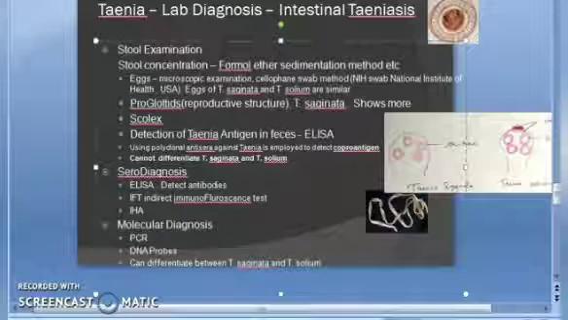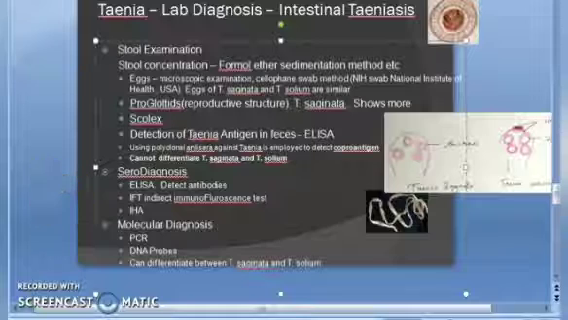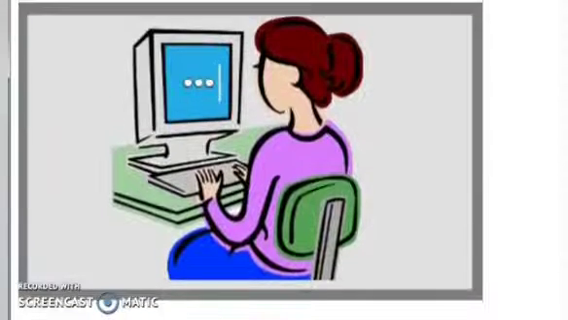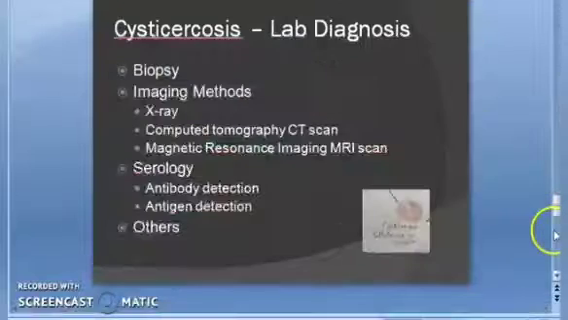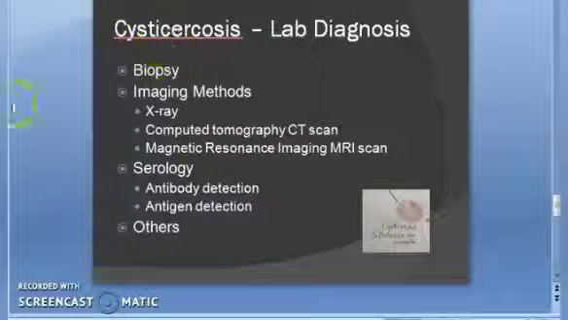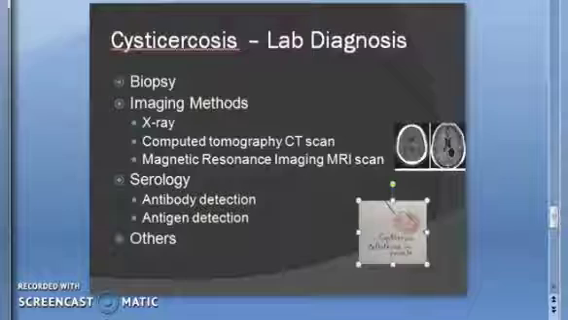So we are done with the lab diagnosis of intestinal taeniasis. How many people understood? How many people are sleeping? Shall we move on to the lab diagnosis of cysticercosis? Shall we move on in this video only? Otherwise we have to make one more video.